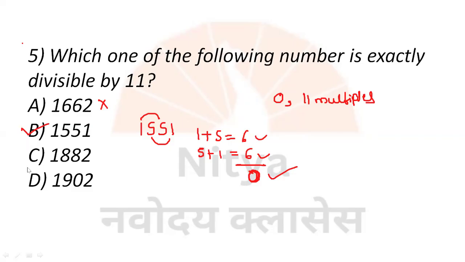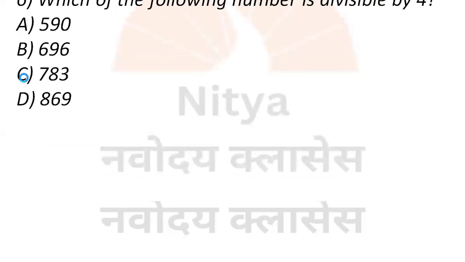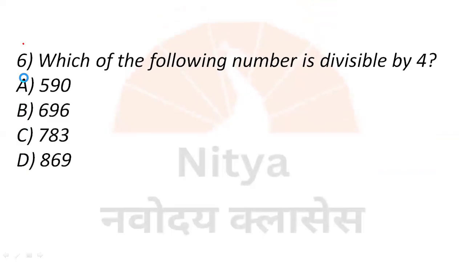Okay, next one. Which of the following numbers is divisible by 4? So 4's divisibility rule is we have to check the last two digits. Yes? You have to check the last two digits. If the last two digits are divisible by 4, then the whole number is also divisible by 4.